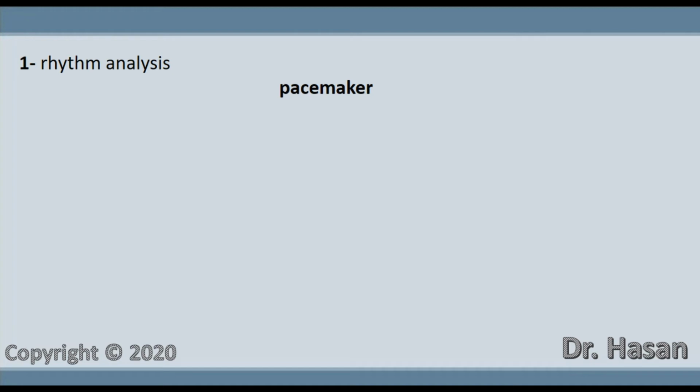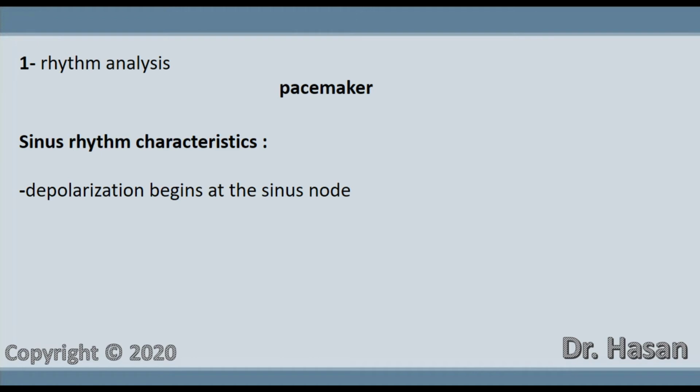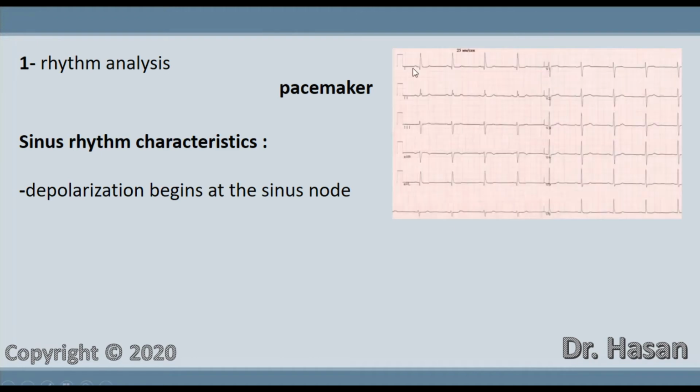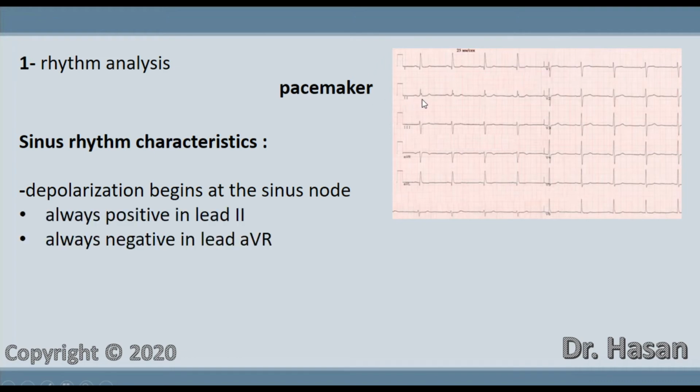In order to determine if the rhythm is sinus rhythm or not, there are certain criteria. First, depolarization begins at the sinus node. This means that the P wave must be positive in the second lead and must be negative in the AVR lead. It must be remembered that the P wave can be positive in the first lead and in the AVF lead. In leads V1 and V2, the P wave can be positive or two-phase. When we see all of that, this means that the depolarization begins at the sinus node.